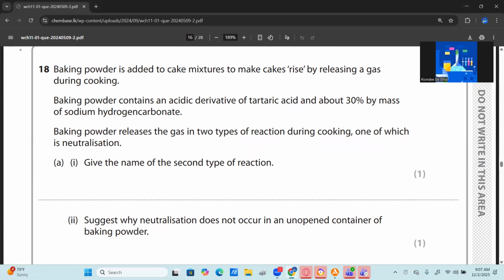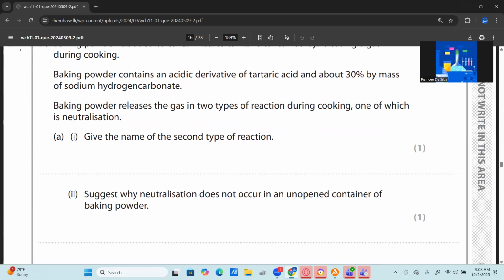Now, after making a cake, if you put it in the oven, you can see that it rises again. That is due to the thermal decomposition. Due to the heat in the oven, sodium hydrogen carbonate has undergone thermal decomposition to form carbon dioxide.